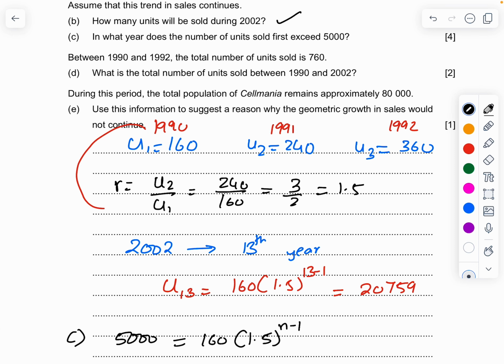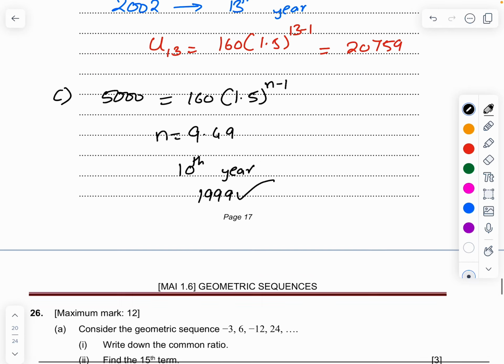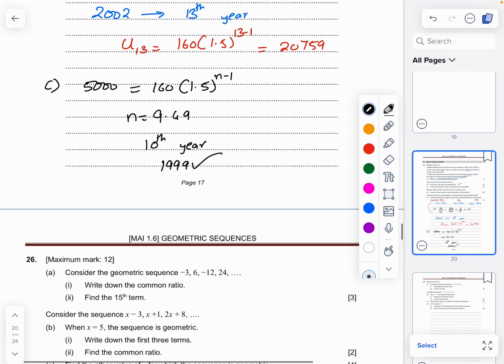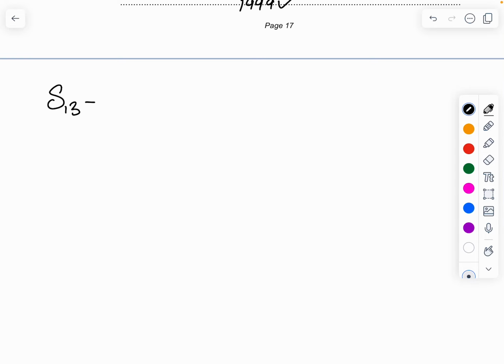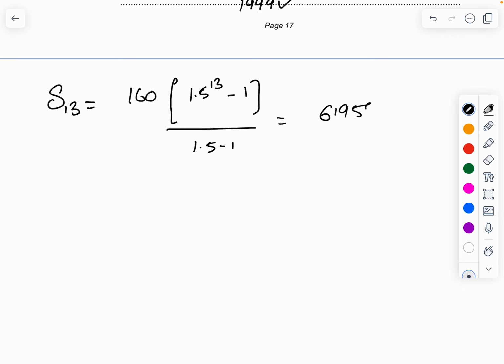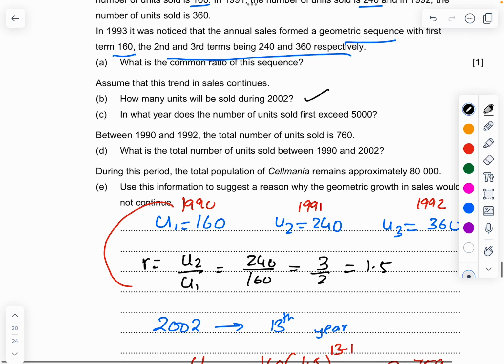Between 1990 and 1992, the total number of units sold is 760. What is the total number of units sold between 1990 and 2002? So it's going to be 13 years. We just came to know that it is 13 years. So therefore, I am going to find the sum for 13. So U1 times R to the power of n minus 1 upon R minus 1, which is 61,958.